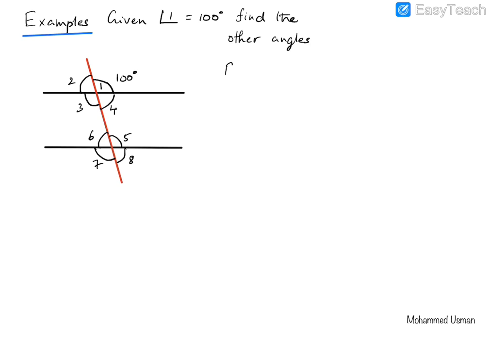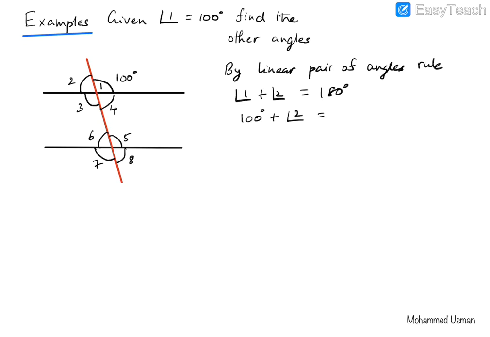So by linear pair of angles rule, angle 1 plus angle 2 should be 180 degrees. We know angle 1 is 100 degrees. So 100 degrees plus angle 2 equals 180 degrees. Therefore, angle 2 is equal to 180 degrees minus 100 degrees, which is equal to 80 degrees. So we have found angle 2. Angle 2 here is equal to 80 degrees, so I'll write this here. Okay. From this, we can now calculate the value for angle number 4 as well as the value for angle number 3.